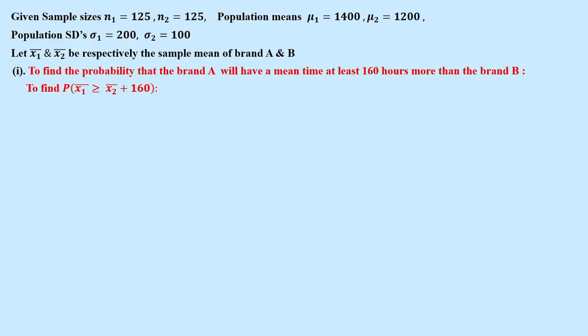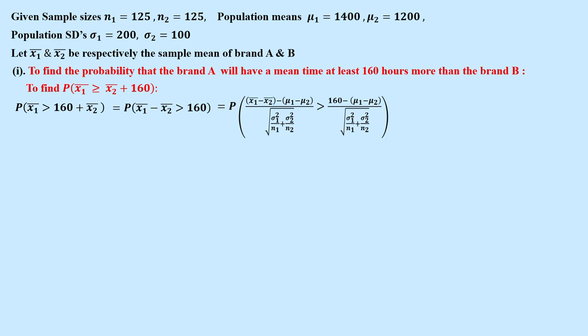At least x2 bar plus 160, right? So probability of x1 bar greater than 160 plus x2 bar, which is equal to, taking that x2 bar to the left hand side of the inequality, you will get a probability of x1 bar minus x2 bar greater than 160. Now you subtract mu1 minus mu2 on both sides and simultaneously divide both sides by root of sigma 1 square by n1 plus sigma 2 square by n2.